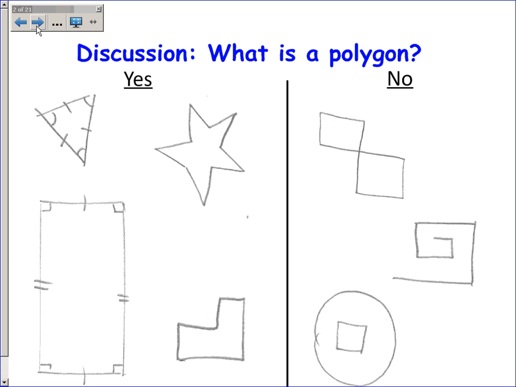On the left, I have pictures that are polygons, and on the right are pictures that are not polygons. One thing you might notice is that polygons are closed figures. So this is not a closed figure, and so it's not a polygon. This has curved sides, so polygons have to have straight sides. And the last one, which may not be as noticeable, is that polygons can't cross themselves. They can't overlap themselves. Those are the 3 main ideas about polygons. It's a closed figure with straight sides that doesn't overlap itself.